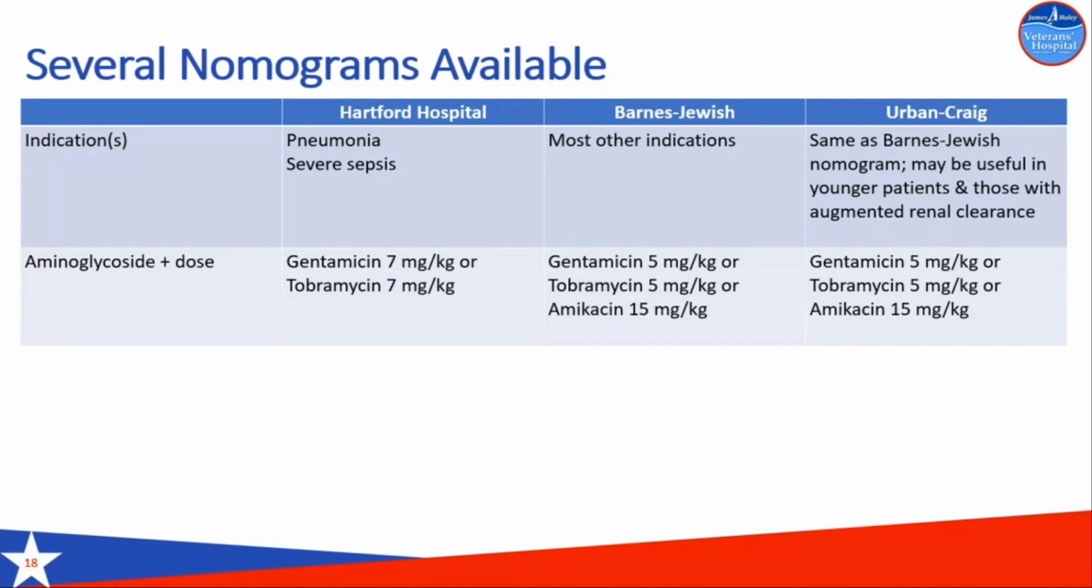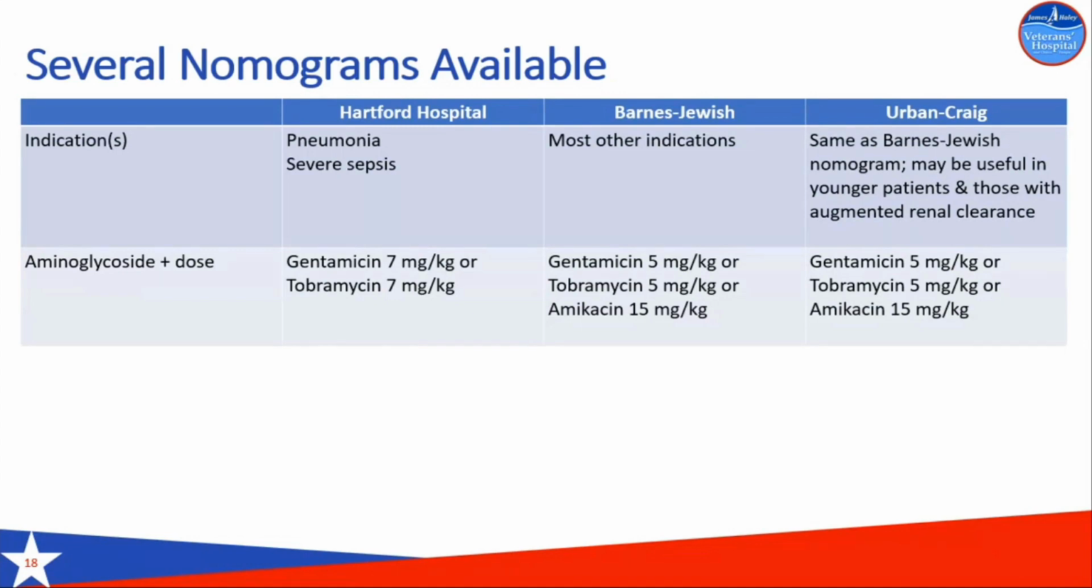The two nomograms on the right-hand side of your screen are the Barnes-Jewish and the Urban-Craig nomogram. So if your patient does not have pneumonia or severe sepsis, then these are the nomograms that you're going to be using. In addition, these are the two nomograms that will account for aminoglycoside dosing if you need amikacin dosing. So if you need to use amikacin for a specific reason, you will need to utilize one of these nomograms.